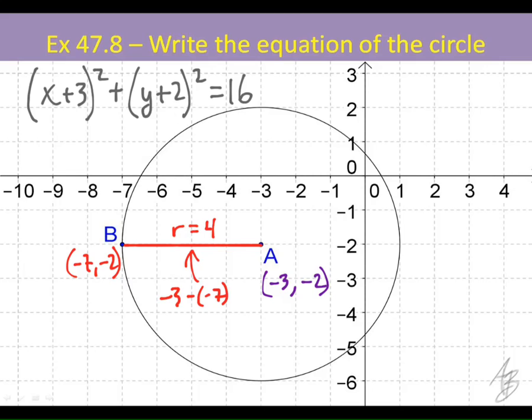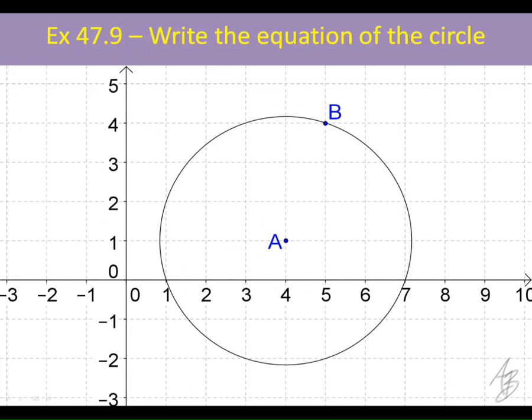Good. So in the equation, we're subtracting those coordinates, and since we're subtracting a negative, since we have a -3 and a -2, that double negative is going to make it positive. So it's (x + 3)² + (y + 2)². Any questions about that one?